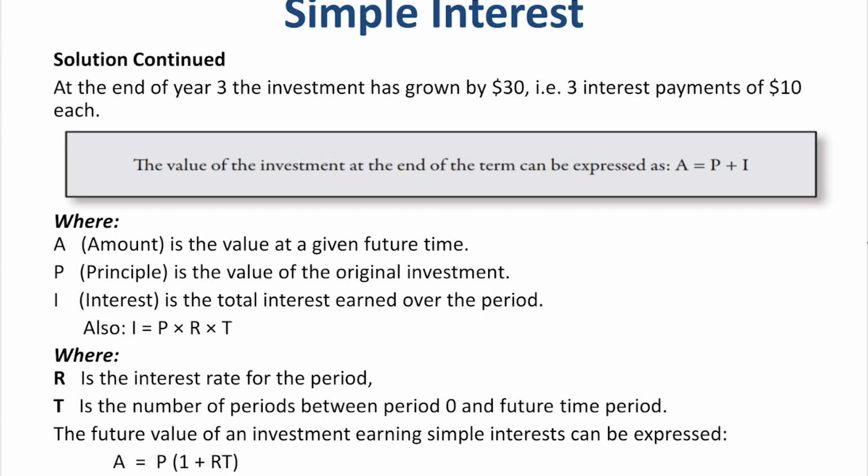And here, it's just again repeating the same thing. Your total interest is $30. Your principal is $100, and so therefore your total amount at the future time is $130.